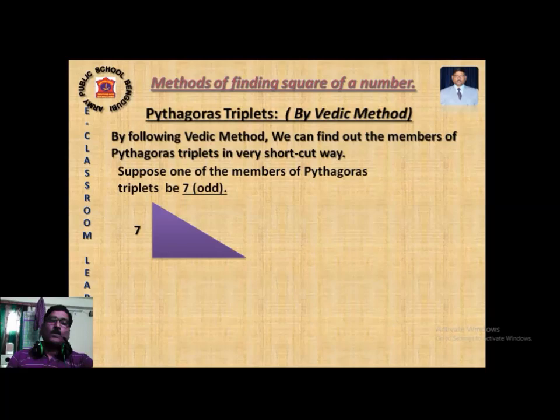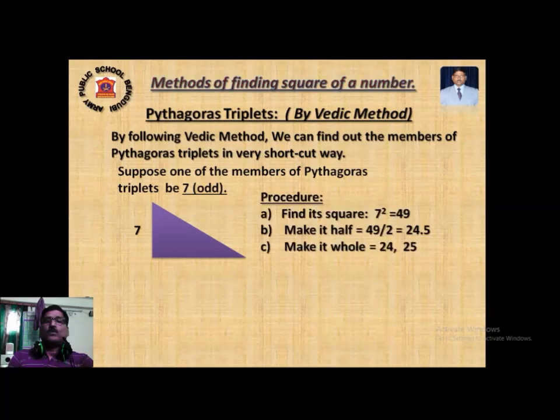Whatever the member given, the procedure is first to make it square. 7 square is 49. Make it half. 49 by 2, that is 24.5. Make it whole. To make it whole, either we have to deduct 0.5 or we have to add 0.5. If we deduct 0.5 from 24.5, I am getting 24, and if we add 0.5, then I am getting 25. Hence, the Pythagoras triplets are 7, 24 and 25.